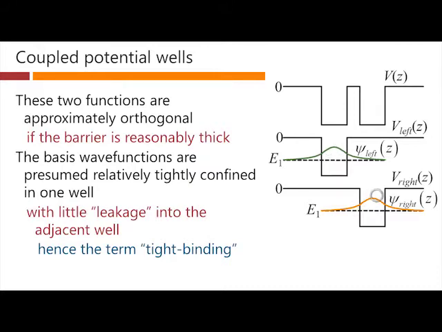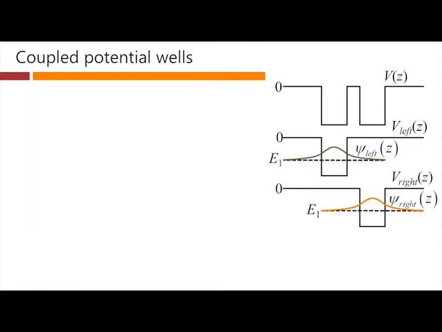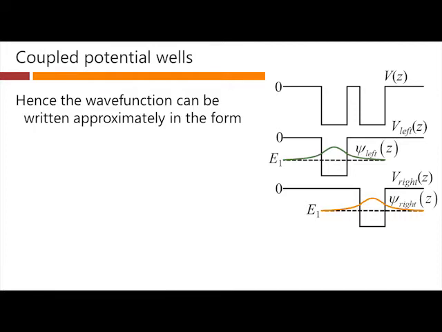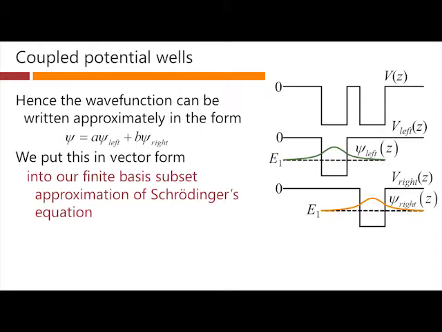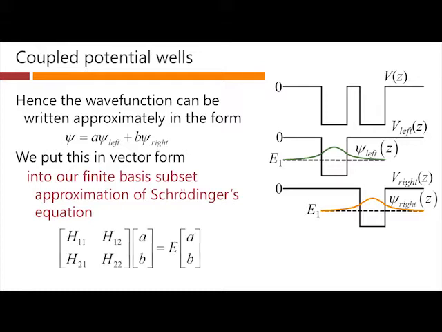These individual wave functions we regard as being very localized within their individual wells. Hence, the wave function we're going to use can be written approximately in the form psi is equal to a times psi left plus b times psi right. This has to be the case if we're saying that these are really effectively our basis functions that we're going to use in this problem. We can put this in vector form, of course. We can use it in the same kind of way that we use the finite basis subset approximation with matrices before. So here we have our matrix form.